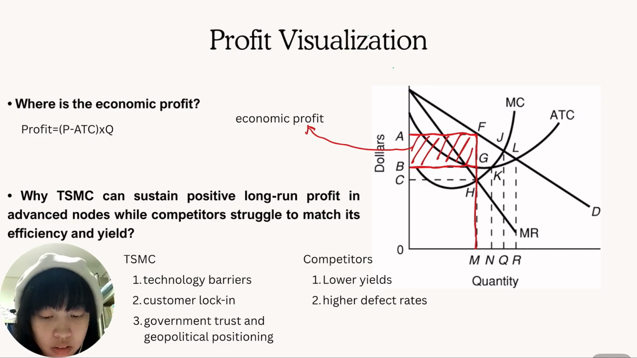Why can TSMC sustain positive long-run profit while other competitors struggle to match its efficiency and yield? It is because TSMC has some entry protection. They have technology that customers are locked into, such as Apple and Nvidia, and they have government trust and geopolitical positions. At the same time, many competitors suffer from lower production yields and higher defect rates, which makes it difficult for them to match TSMC's efficiency and production quality.